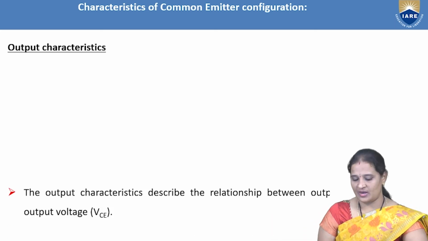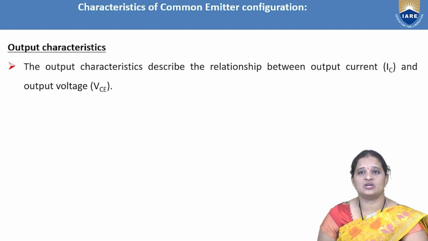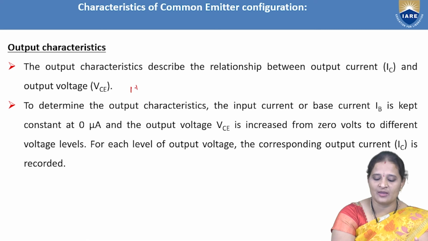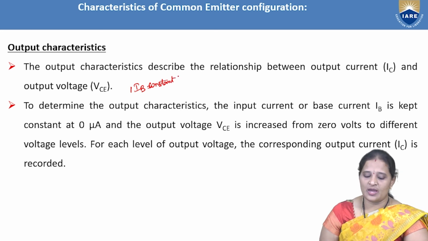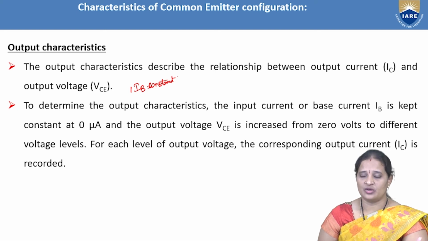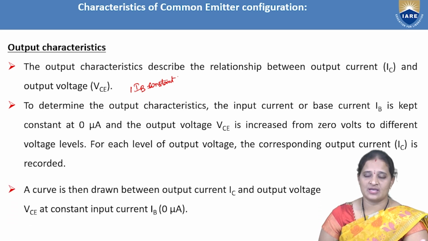Now coming to the output characteristics. These are the characteristic curves drawn between the output current and the output voltage by taking the input current as constant. Input current IB is constant. So by keeping the input current IB at some constant value, increase the value of VCE and note down the output current, and plot the graph between output voltage and output current, taking output current on the y-axis and output voltage VCE on the x-axis.